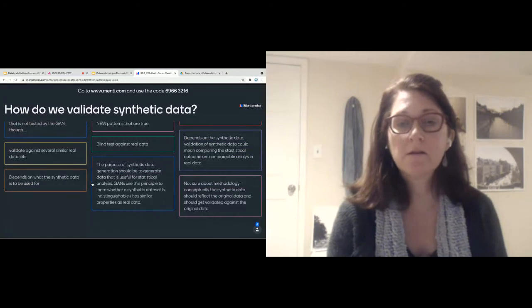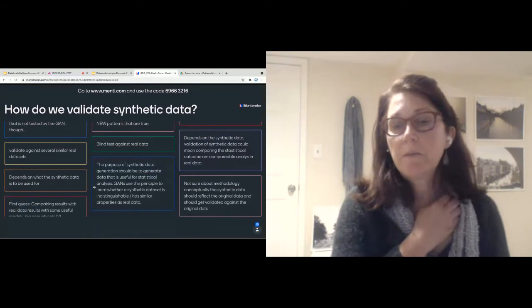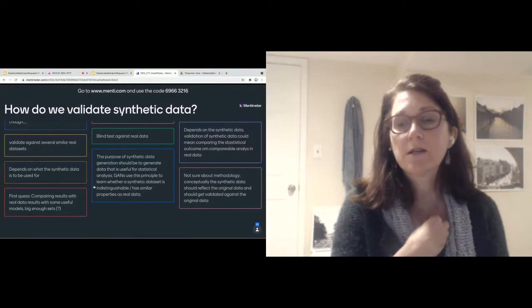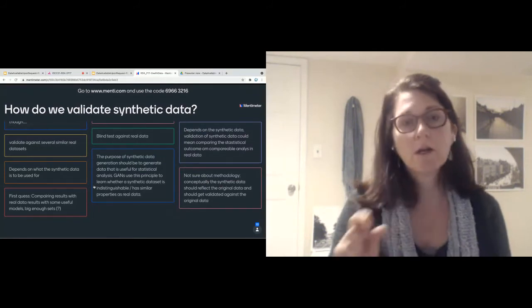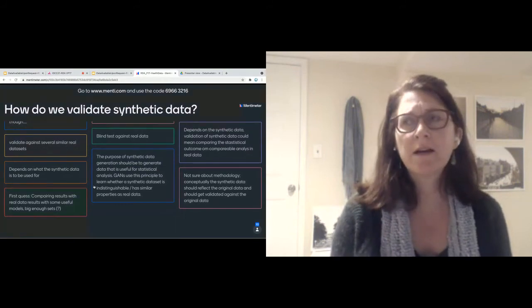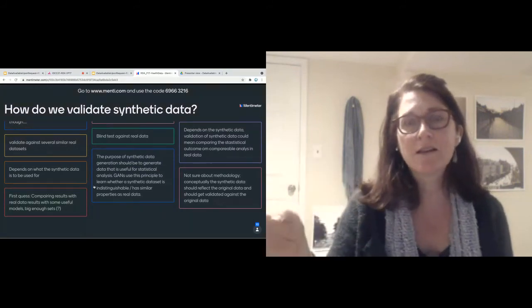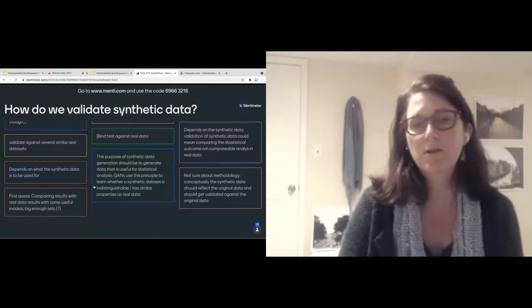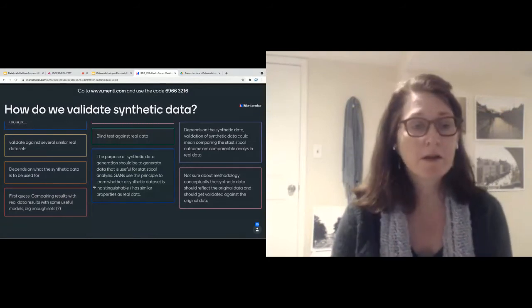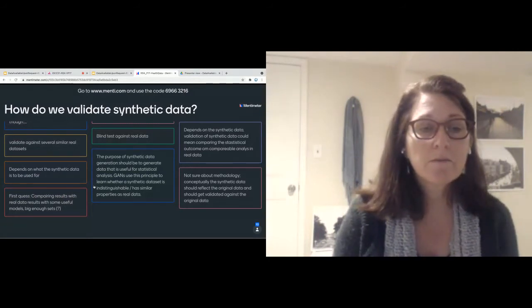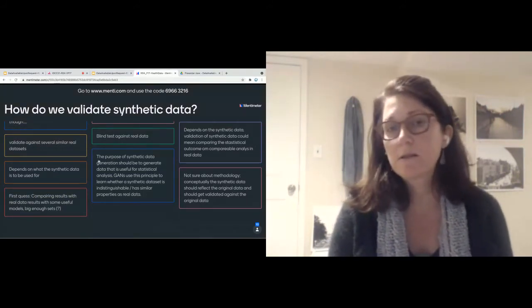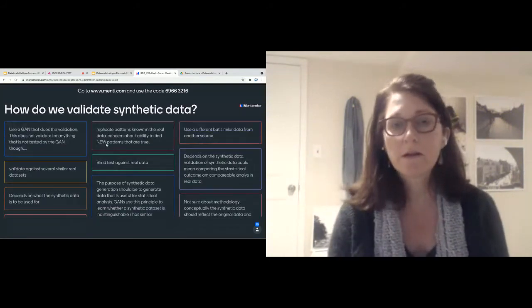GANs come up again, using this principle to learn whether a synthetic data set is indistinguishable. Conceptually, the synthetic data should reflect the original data and should get validated against the original. Usually, though, in machine learning we have a validation set that has been preserved to test against, that hasn't been used in the training. And maybe there's a methodology in that. So really going to real world data. And I think there's a lot of work to move into this area.